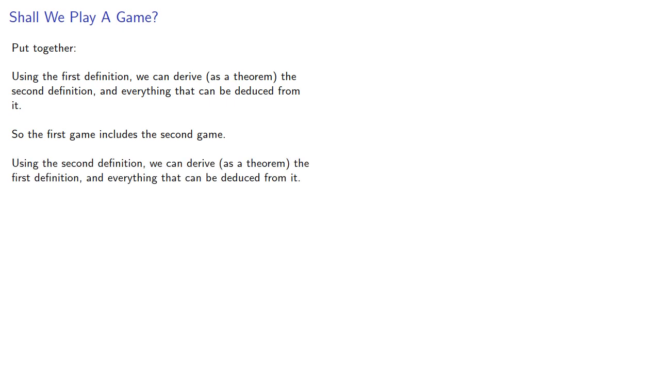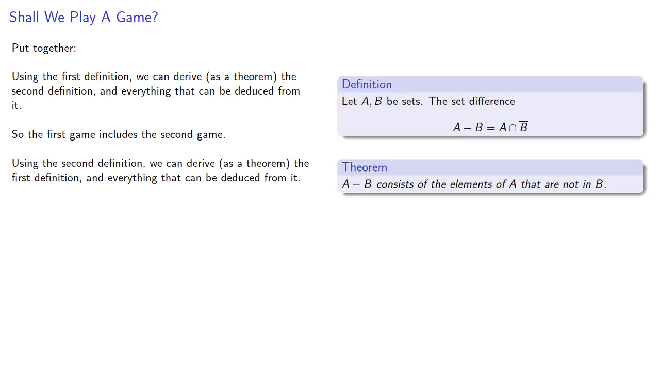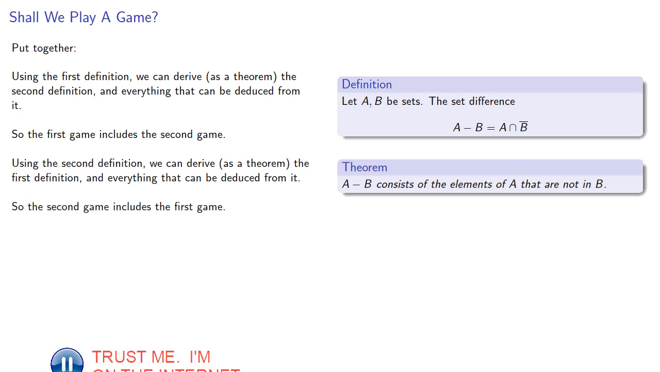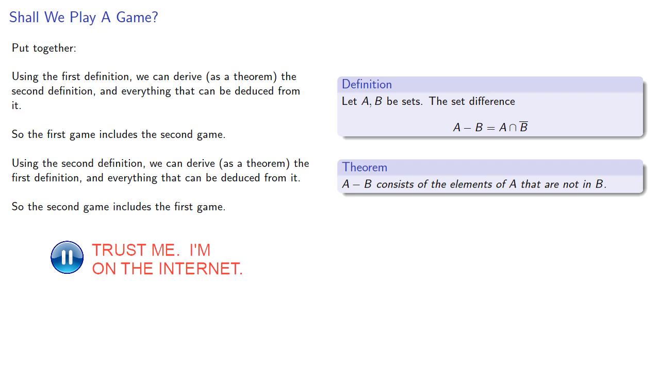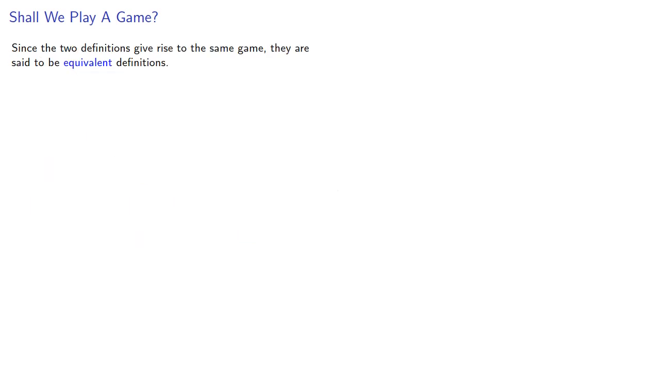Using the second definition, we can derive as a theorem the first definition and everything that can be deduced from it. So the second game includes the first game. Consequently, the two games are the same game. Now, since the two definitions give rise to the same game, they're said to be equivalent definitions.